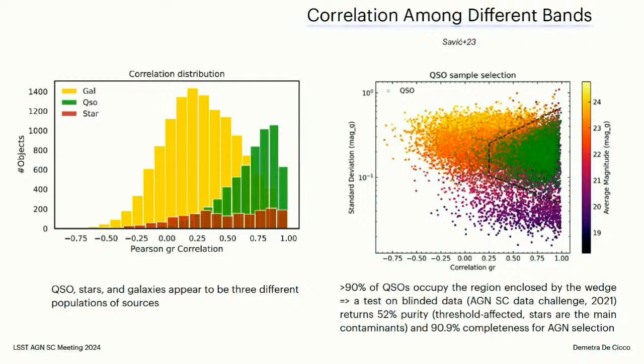Basically, they use the Pearson correlation coefficient to show that galaxies, quasars, and stars are different populations. And also, you can see on this diagram that they tend to occupy a specific region. Okay, and they made a test on a random set and found this sample is mainly affected by the presence of stars as main contaminants, and also has very good completeness.